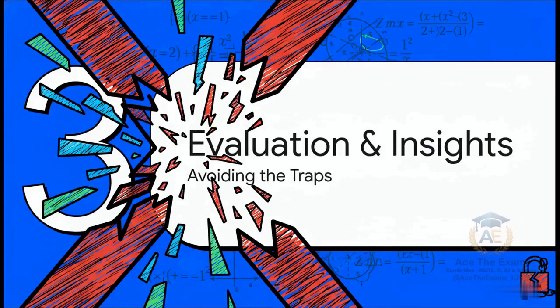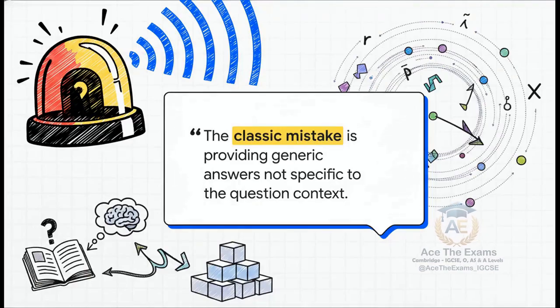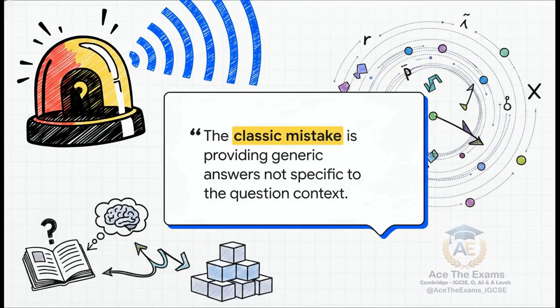And that brings us to Section 3, Evaluation and Examiner Insights. Time to avoid the traps. Welcome to the interactive beta testing arena. So the crucial point here is this major siren directly from the examiners. The classic mistake is providing generic answers not specific to the question context.